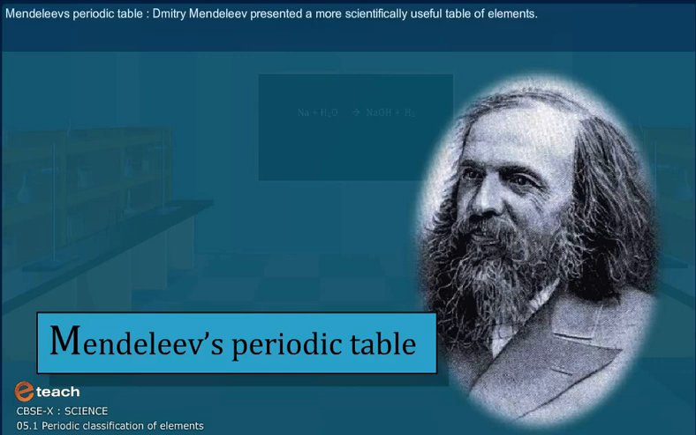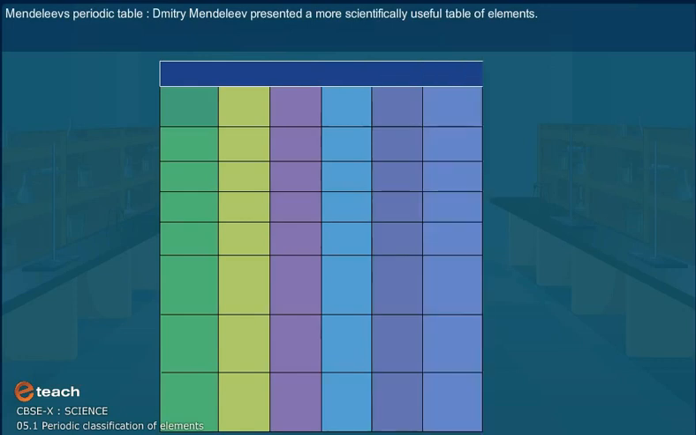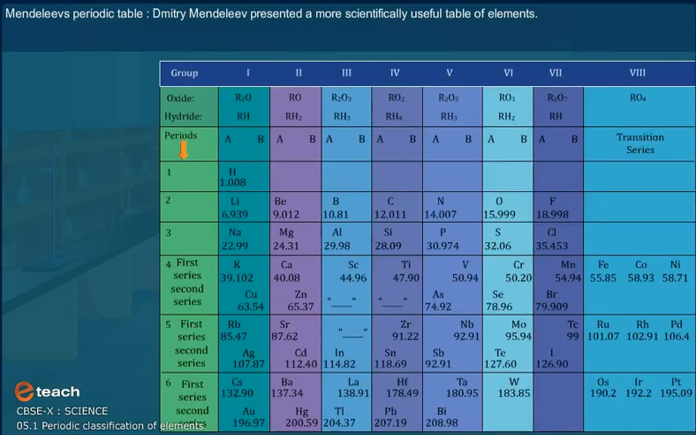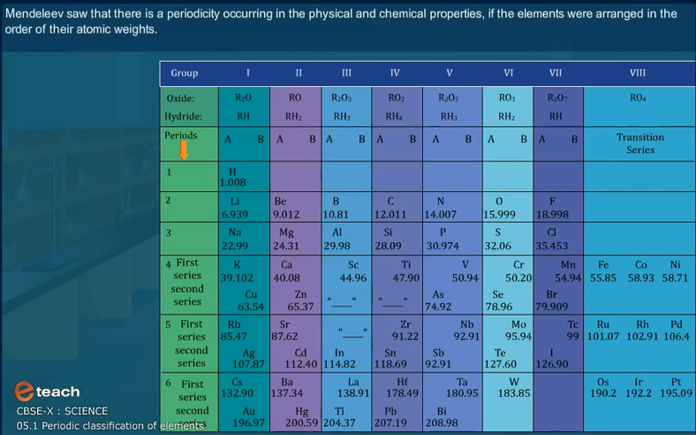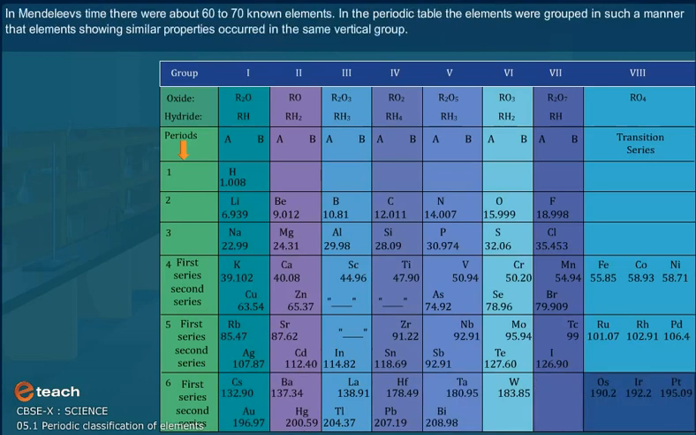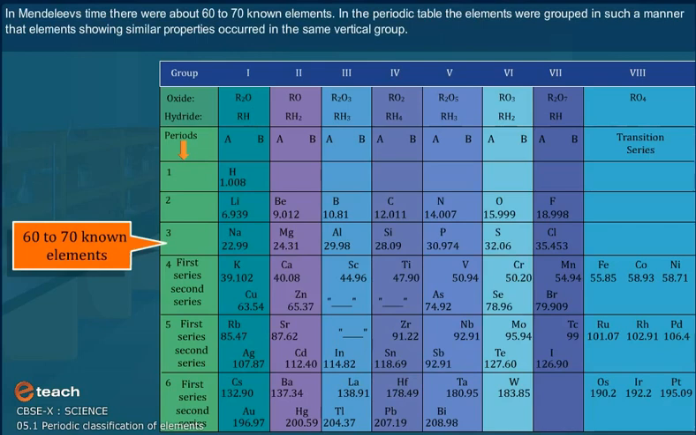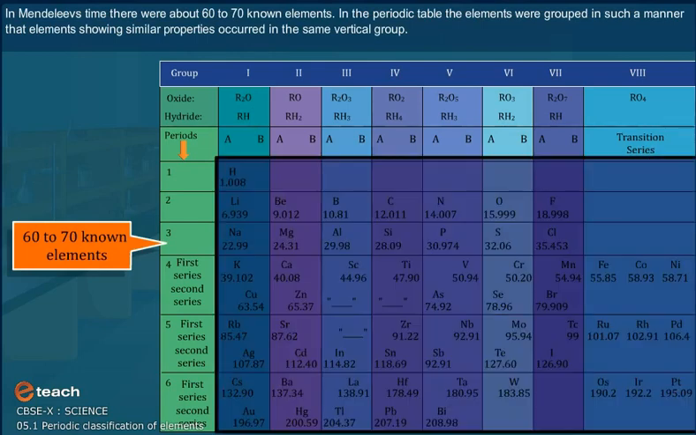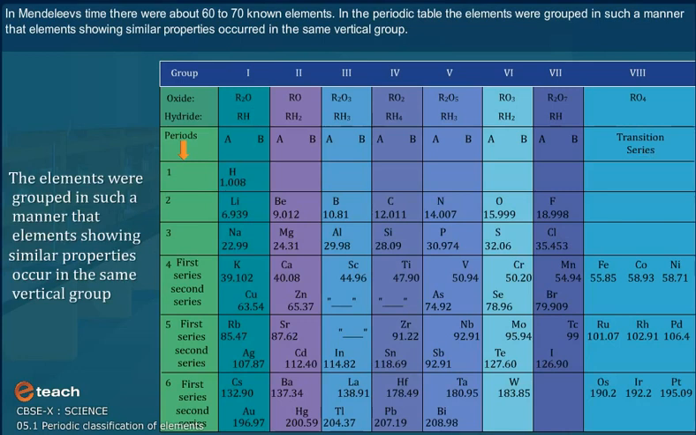Mendeleev's periodic table. Dmitri Mendeleev presented a more scientifically useful table of elements. Mendeleev saw that there is a periodicity occurring in the physical and chemical properties if the elements were arranged in the order of their atomic weights. In Mendeleev's time, there were about 60 to 70 known elements. In the periodic table, the elements were grouped in such a manner that elements showing similar properties occur in the same vertical group.